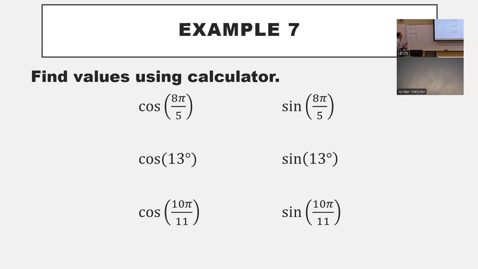And then we can do all of these. We can do cosine and sine of 8 pi over 5. We can do cosine and sine of 13 degrees. We can do cosine and sine of 10 pi over 11. Anything that we want, basically.